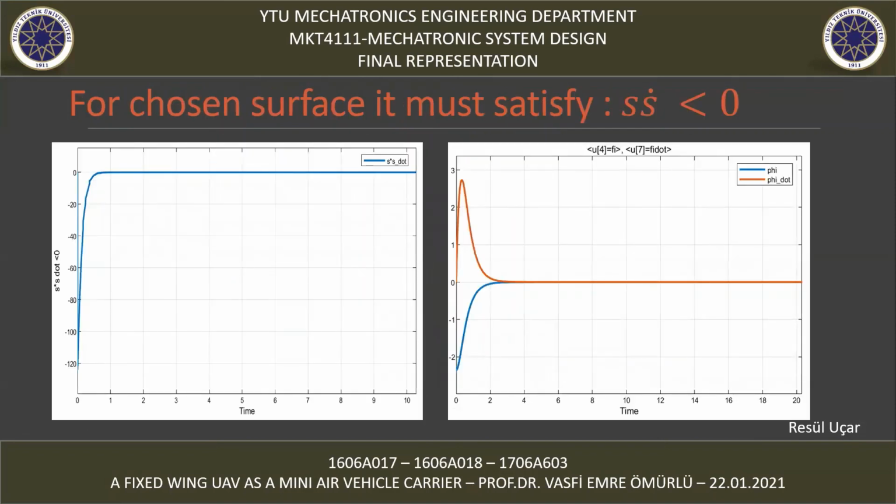As we talked about, the condition must hold. Otherwise, system may collapse. As shown in the figure at the left, in each time instant, surface and its time derivative multiplication is less than 0. We can see that the state approaches 0 at the right side.